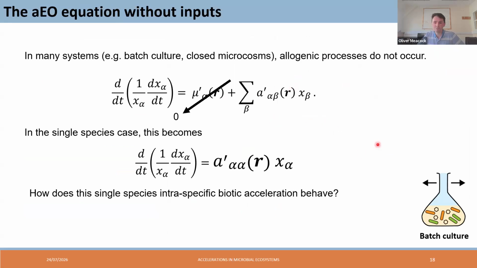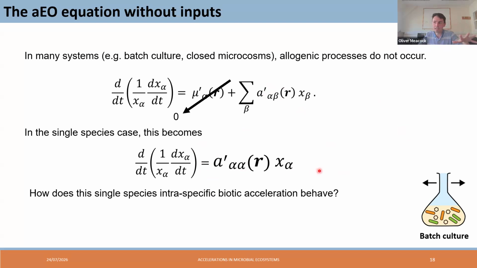So I'm going to start with what I will call the hydrogen atom of these environment-organism models, which is where we close off the system from external inputs. This is where we've set the allergenic or external processes to 0. We do this just by growing our cells in a flask, basically, so nothing's allowed in or out. And then I'm just going to consider a single population growing by itself. And we're going to ask how that population is interacting with itself.